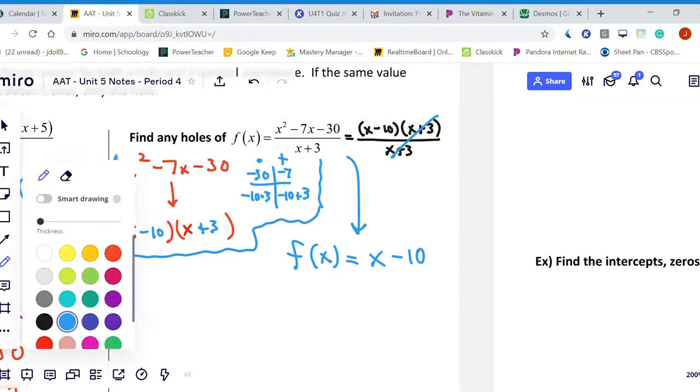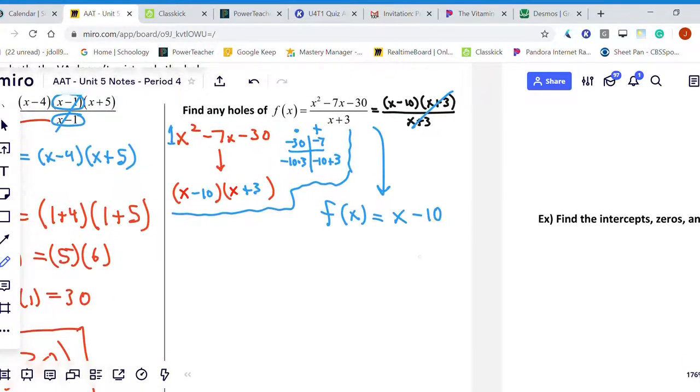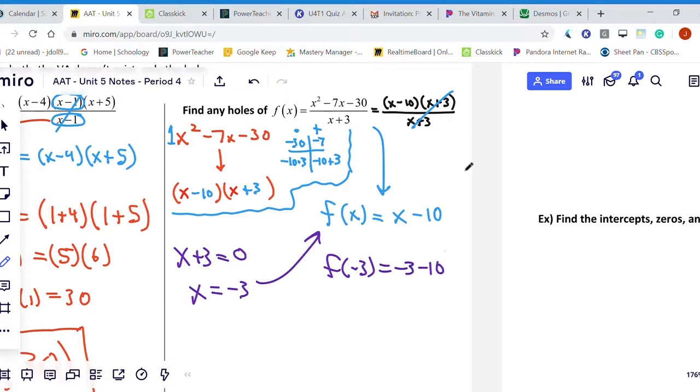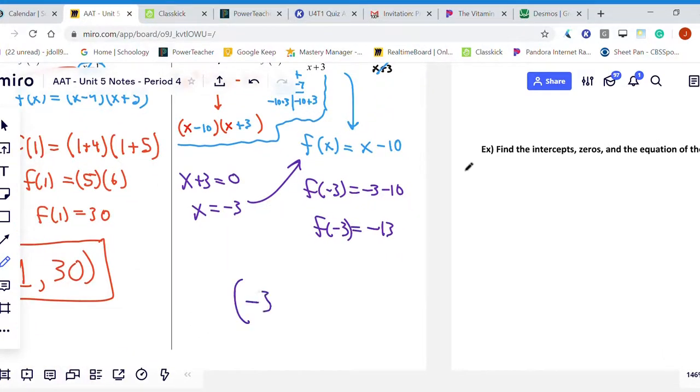But we've got to account for the hole that we would have because we canceled that x plus 3. So we set x plus 3 to 0 to figure out what value of x would cause the hole to exist, right? x equals negative 3, so that's the x value. So now I come into my simplified equation and plug in negative 3 for x so I can find the range, the y-coordinate, to finish my ordered pair. Negative 3 minus 10 is negative 13, and my hole would be negative 3, negative 13.